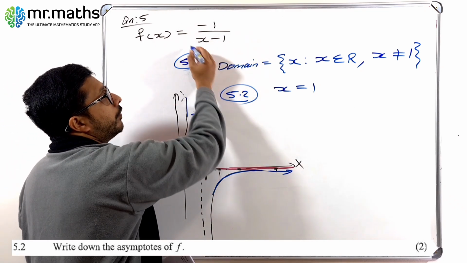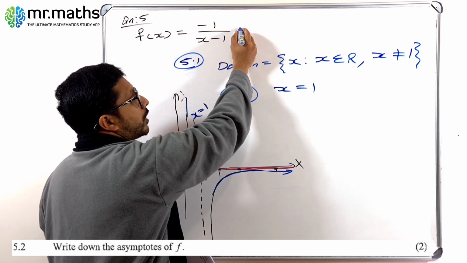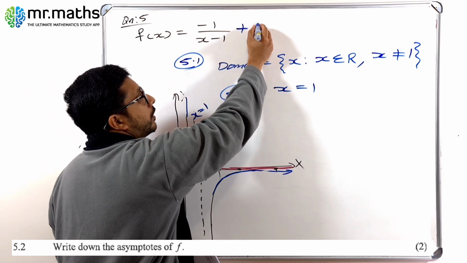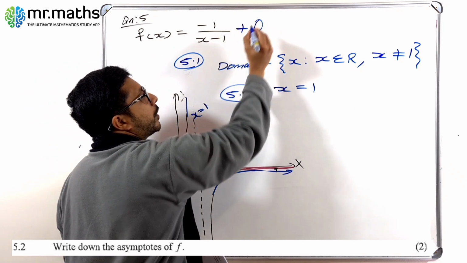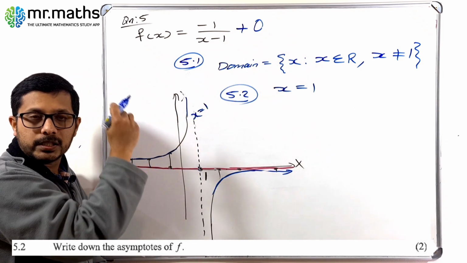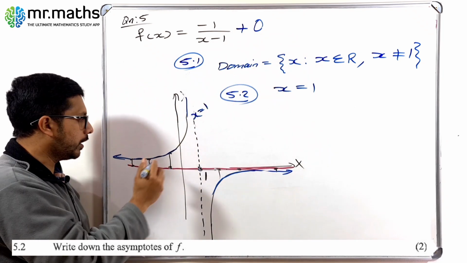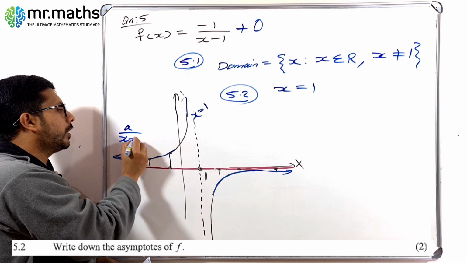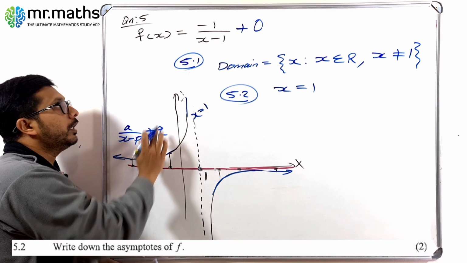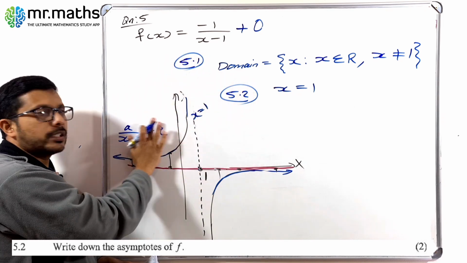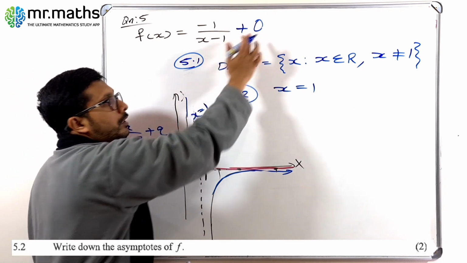Here it is given only like this. The horizontal asymptote is supposed to come here. So if there is nothing, we can write plus 0, no problem. And that is q. Do you remember that one? y = a divided by (x minus p) plus q. In our question, nothing is written here. That is why we can write it as plus 0.